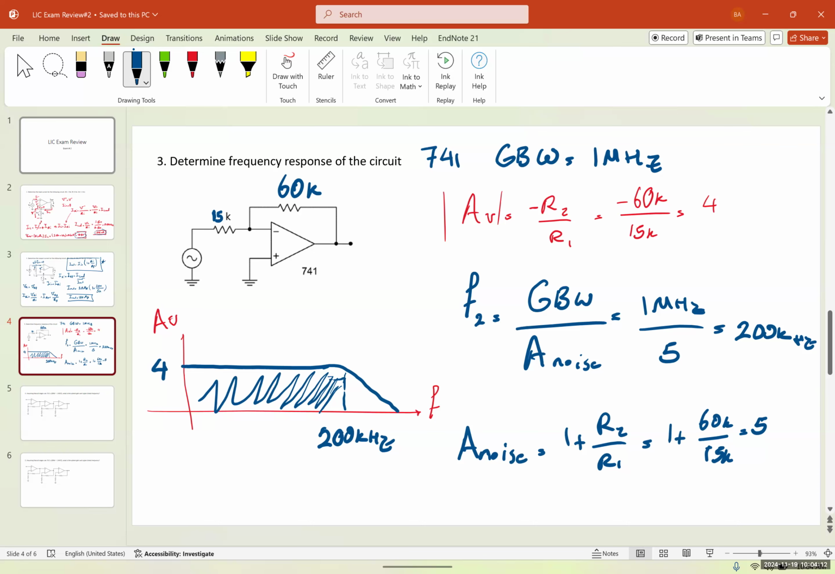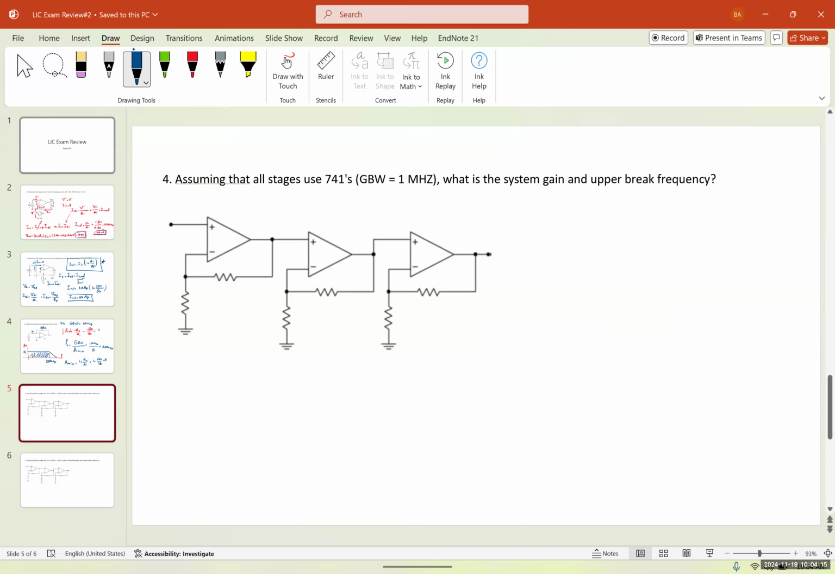Okay. So next question, we have 3 stages of 741s. We want to find the upper cutoff frequency. This is 25, this is 5, this is 15, this is 3, this is 10, this is 5. We want to find the upper cutoff frequency of the system. And we want to find the total gain.